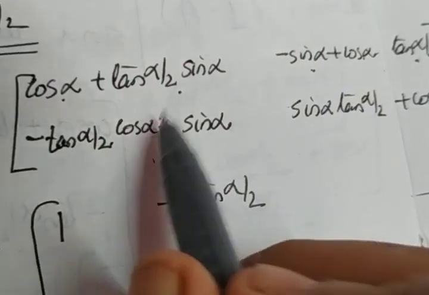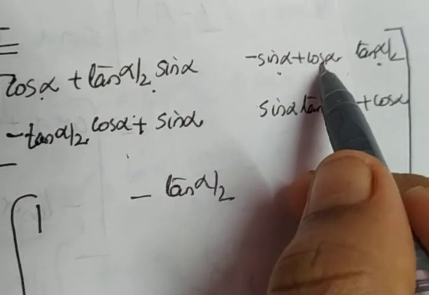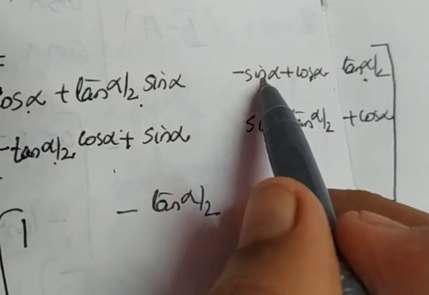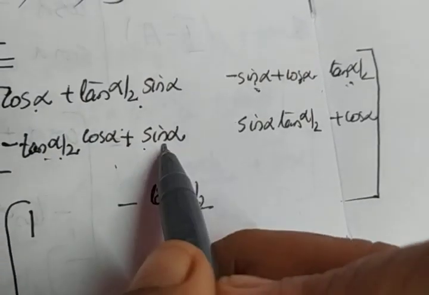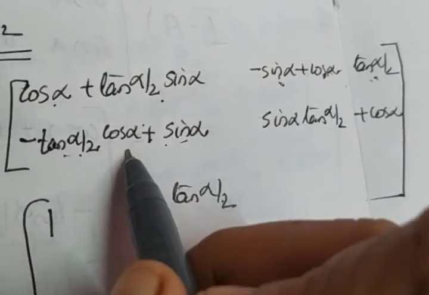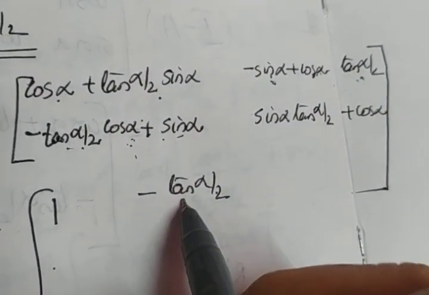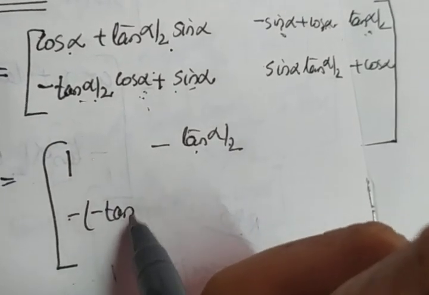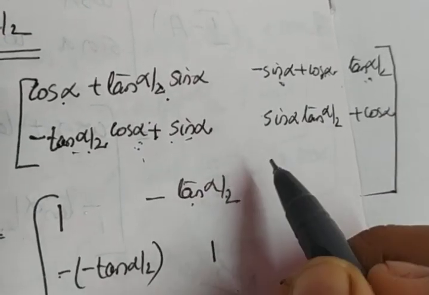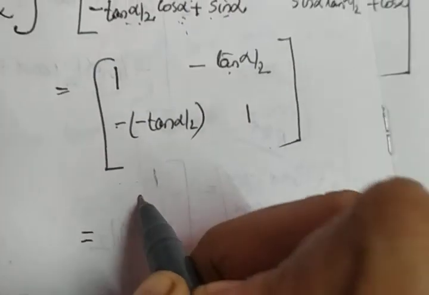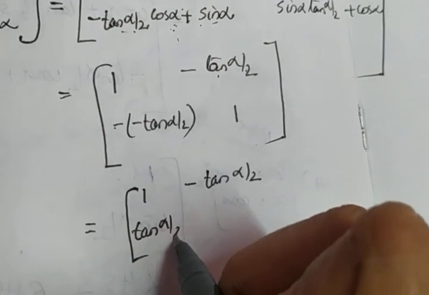Okay, these two terms are the same, but there is a change in the sign. So here cos alpha tan alpha by 2 is positive, here it is negative. Sin alpha here is negative, here it is positive. So the value for this term is minus tan alpha by 2, and this term is the negative of this one. So the value of this term will be minus of minus tan alpha by 2, which is tan alpha by 2, and these two terms are the same, giving you the value 1. So the answer is 1, minus tan alpha by 2, tan alpha by 2, and 1.